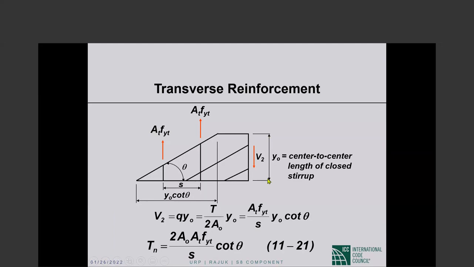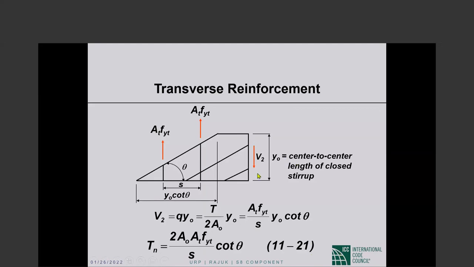If this is Y sub 0, from here to there is Y sub 0, then this is a crack, the height is Y sub 0, then that horizontal distance is Y sub 0 cotangent theta from trigonometry. So the horizontal is the vertical multiplied by cotangent of theta. So the number of closed ties that are crossed by a crack is y0 cotangent theta divided by the spacing s.